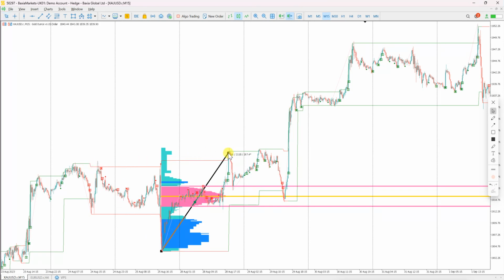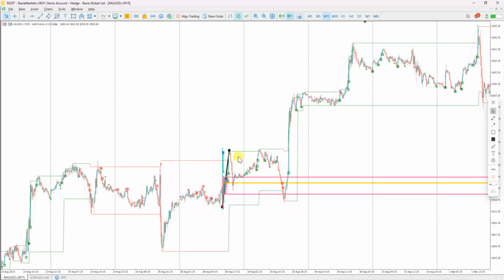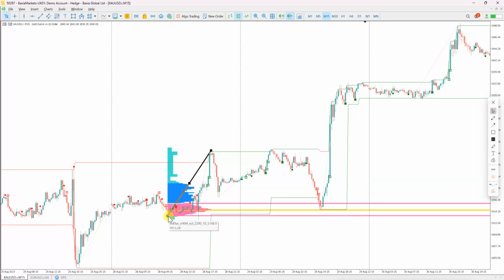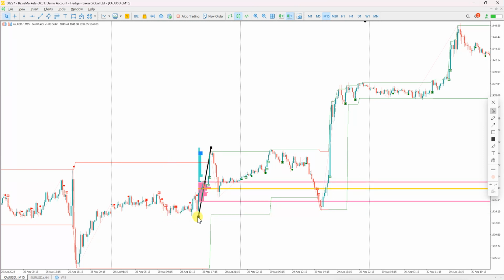Okay, and what else? Here, sometimes the swing is too long, so we just do it a little bit short. We don't need to get all the volume profile from the very low. We could just get it from here. Here we have to know the story. Every price movement, there is a story behind it.